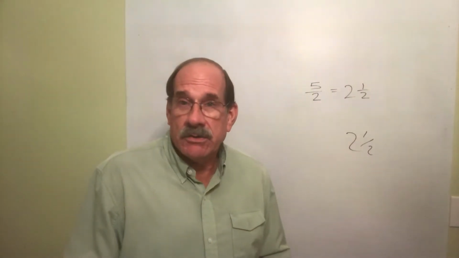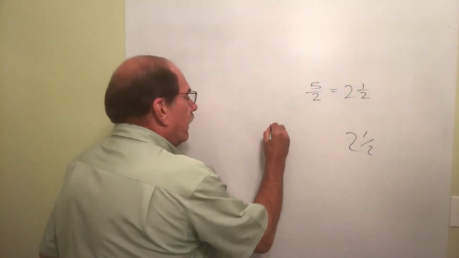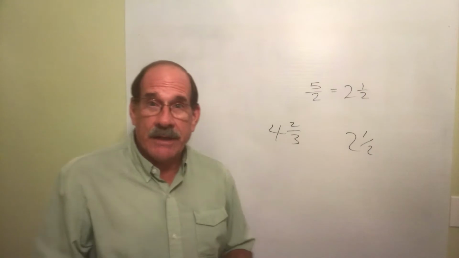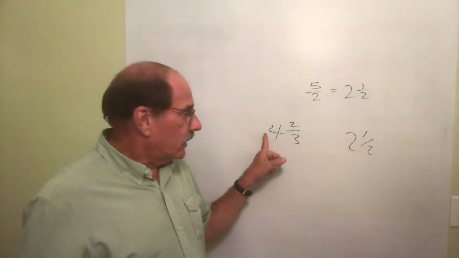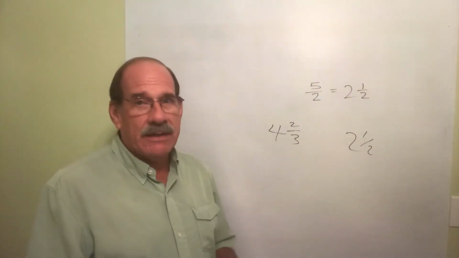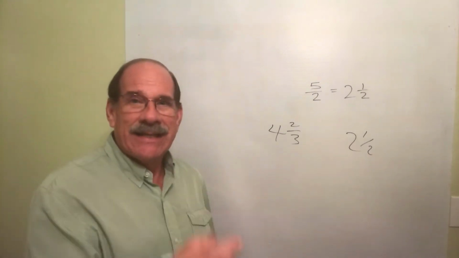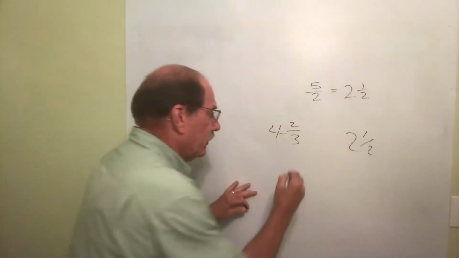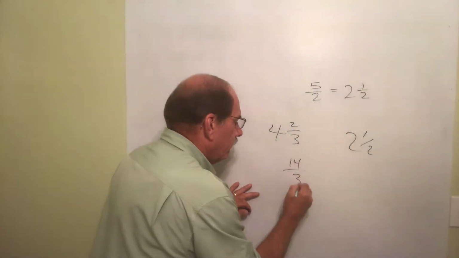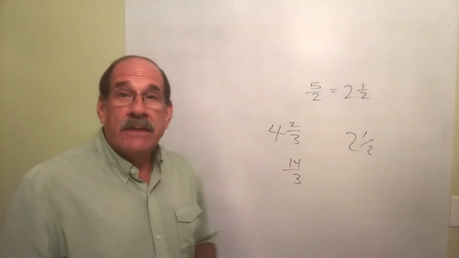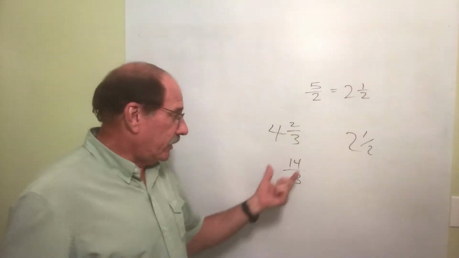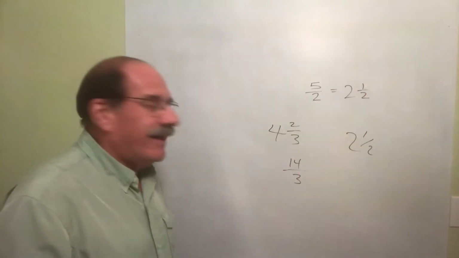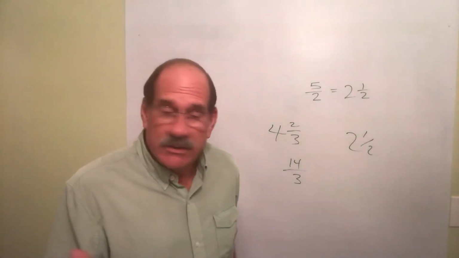Let's practice on several others. What about 4 and 2/3? Well, how would you do that? The whole number, 4 times 3. 4 times 3, 3 times 4, same thing, of course. That's 12. 12 plus 2 is 14. 14 thirds, that's the answer. We came up with the improper fraction from the mixed number. A couple more. You're getting the hang of this, I hope.